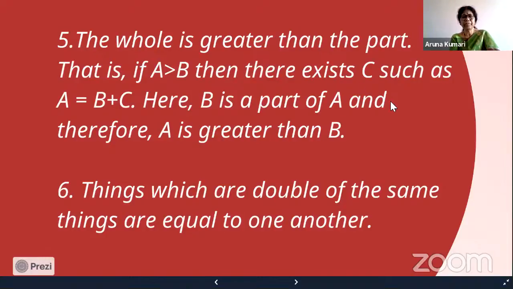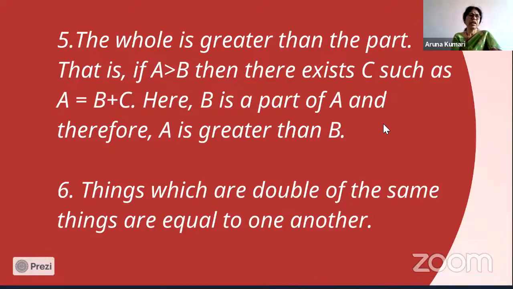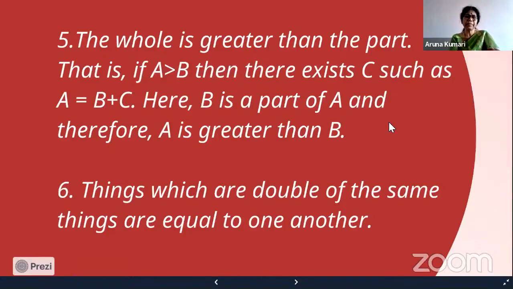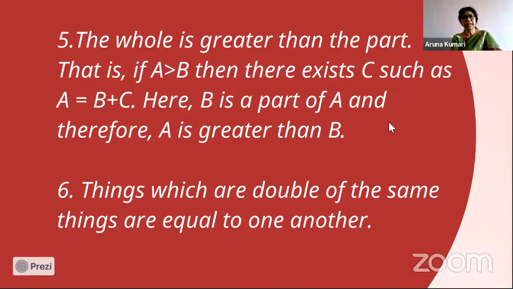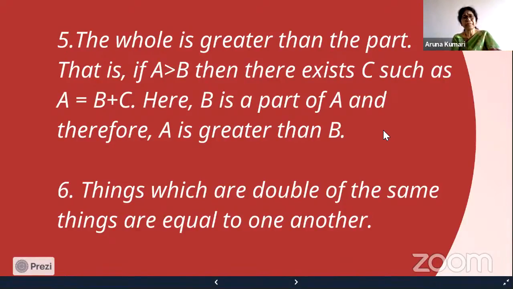Take 1 rupee. The whole is 1 rupee. And in that rupee, how many paise will be there? 100 paise. That means take some 40 paise. Which is greater, 1 rupee or 40 paise? 1 rupee, which means the whole is greater than the part. That is, if A is greater than B, then there exists C such that A equals B plus C. Here A is greater than B and A equals B plus C. That means the difference between A and B is equal to C.